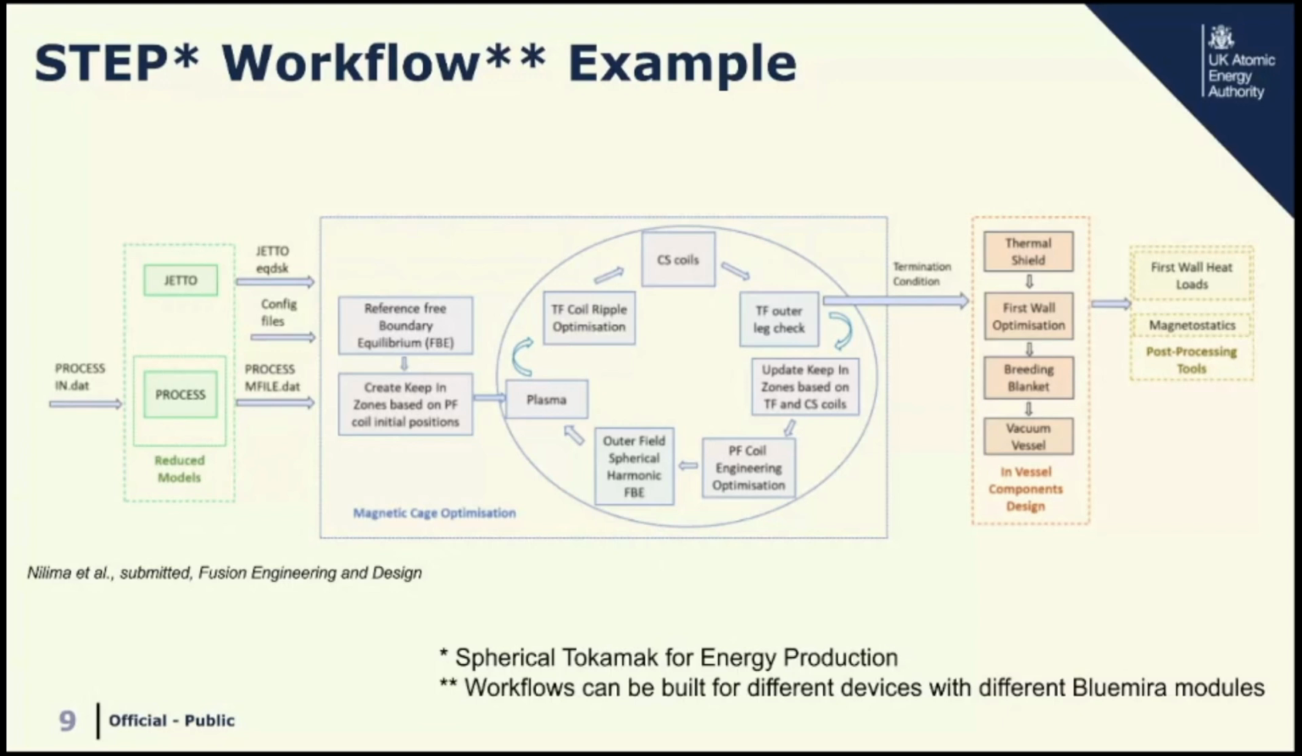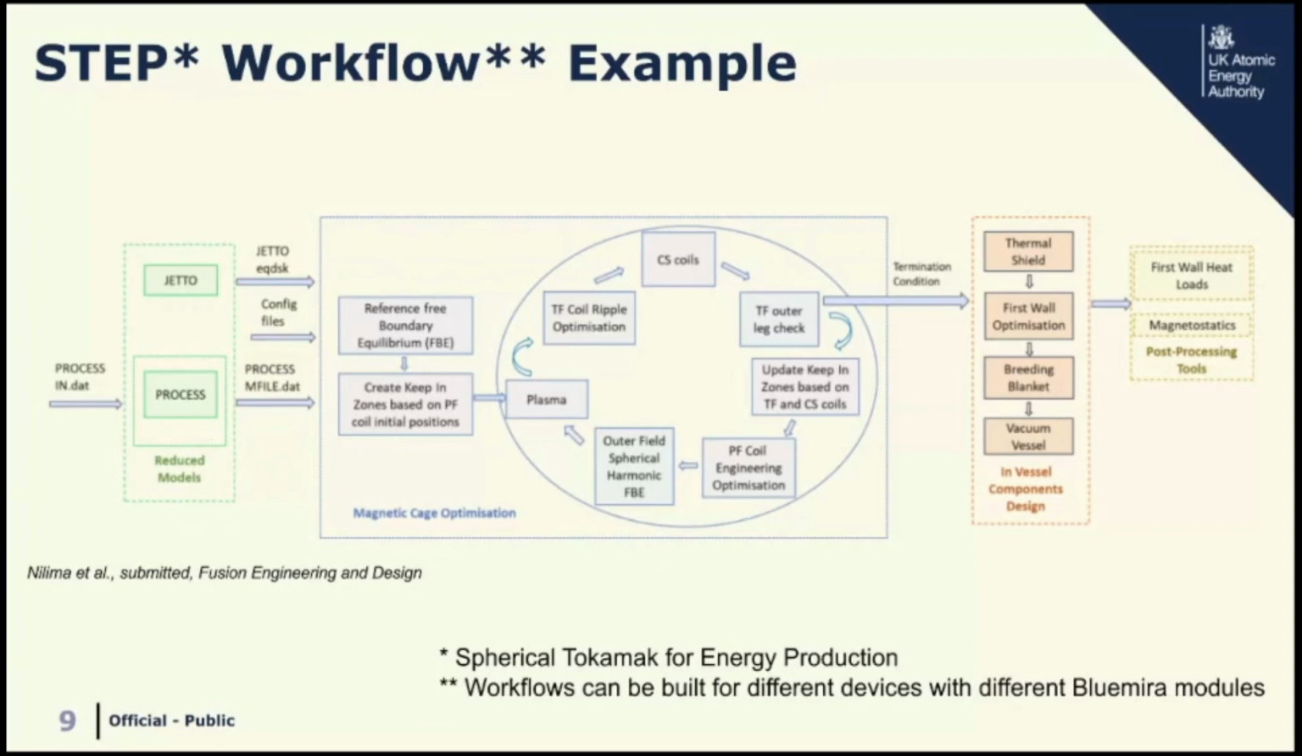We take that information and we create a reference first step for our free boundary equilibrium. And then we perform a series of optimizations of the coilsets. I'll talk a little bit more about that later in the talk. Once we've reached a termination condition that you specify, we then move on to the designers for the thermal shield, the first wall, breeding blanket, vacuum vessel, and then you can move on to post-processing where you consider things like first wall heat loads, magnetostatics, and neutronics.